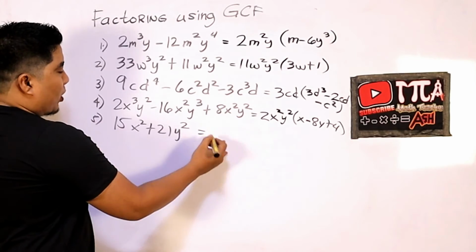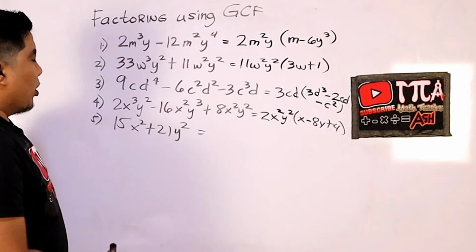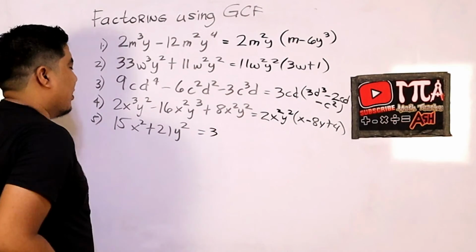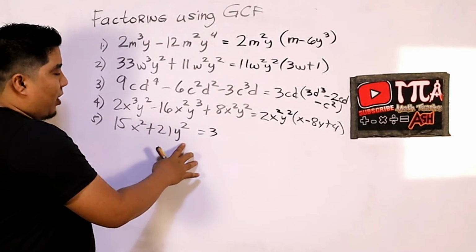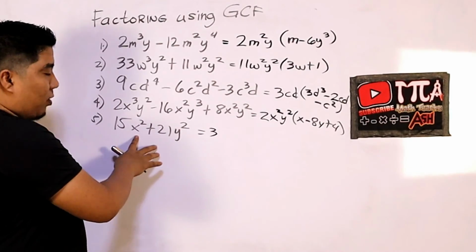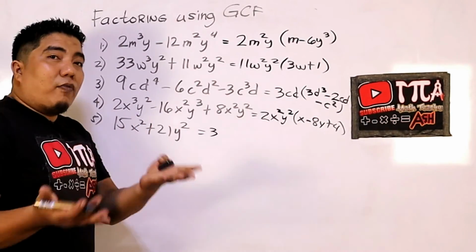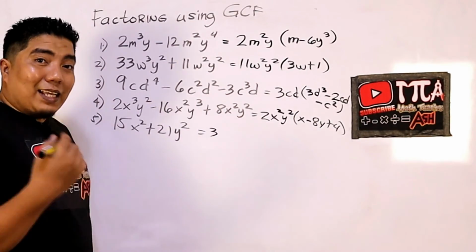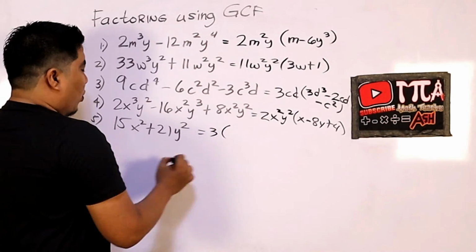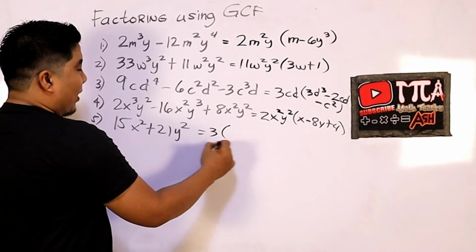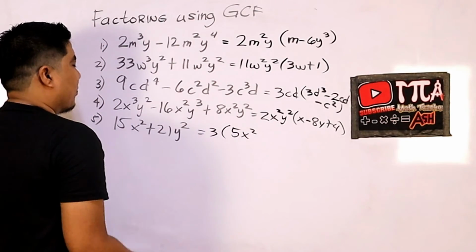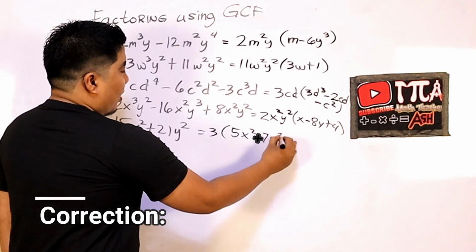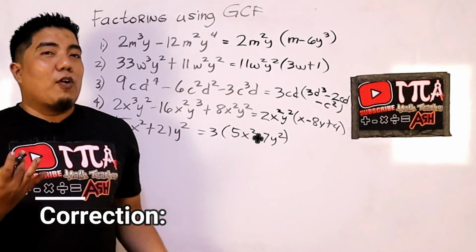Now, going to our last example. So, we have here 15x squared plus 21y squared. So, 15 and 21, what is the greatest common factor? Very good. That is 3. X we have here, but not over here. We have y over here, but not on the first term. So, therefore, no variables can be a factor of the two terms. So, we will just have 3 as its GCF. So, by doing so, we have 15x squared divided by 3, that is 5x squared. 21y squared divided by 3, that is 7y squared. And that is our final answer for this given problem.